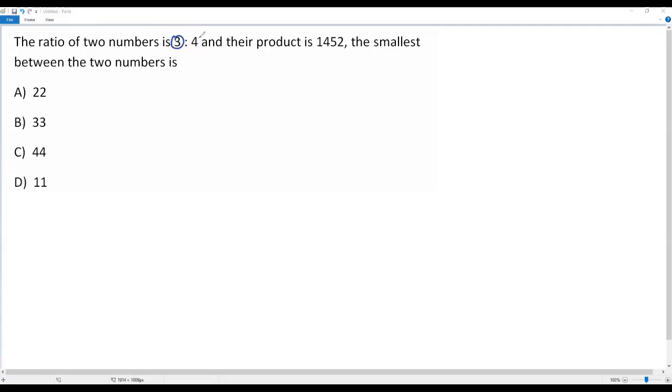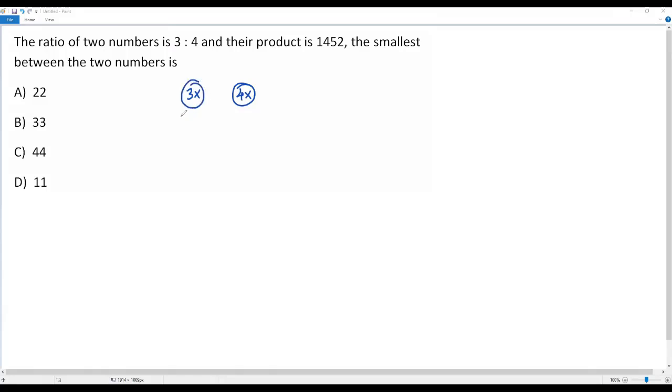Okay, from the terms of the given ratio, if I want to get the two numbers, I have to multiply the terms by the same non-zero number, say x. When I multiply the first term 3 by x, I am getting 3x. This is the first number. And when I multiply the second term 4 by x, I am getting 4x. This is the second number.